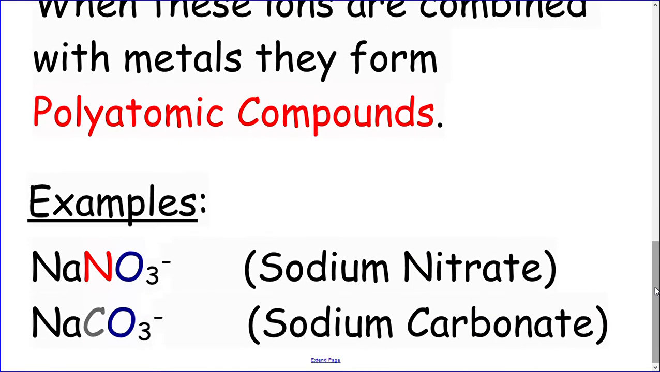So some examples here might be NaNO3, sodium nitrate, or NaCO3, where I have sodium carbonate. So notice that I'm not changing the ending when I write these out. When we did them before, for ionic compounds, I have to change the ending to -ide. But when we do polyatomic compounds, we just keep the same ending that's there. We don't change anything. So with polyatomics, what you see is what you write.